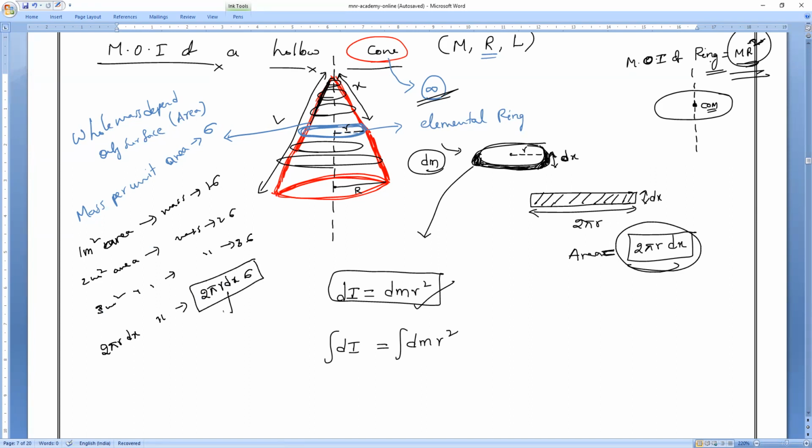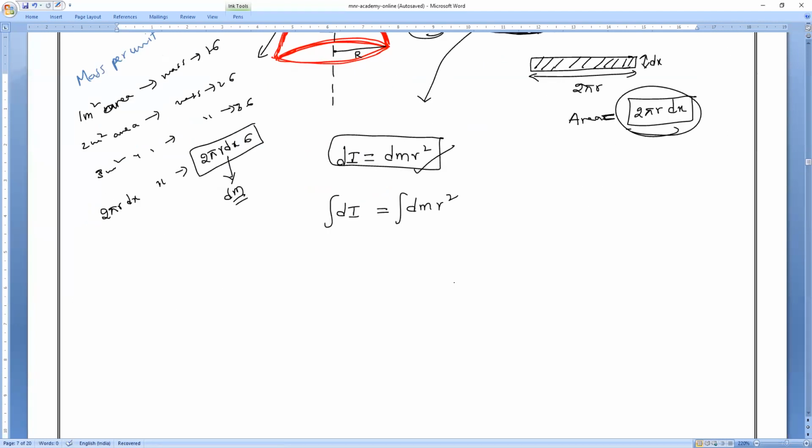So this equals what? dm. Clear, everyone? So integration of dI is I, which equals integration of dm, and dm means 2 pi r dx sigma, into r square. We know 2 pi is constant, sigma is also constant, and what remains is integration of r cube dx.